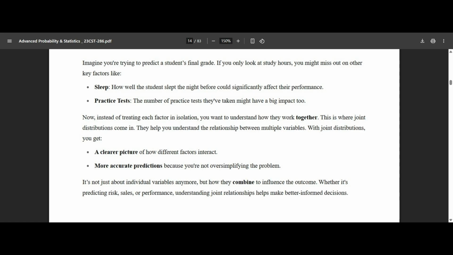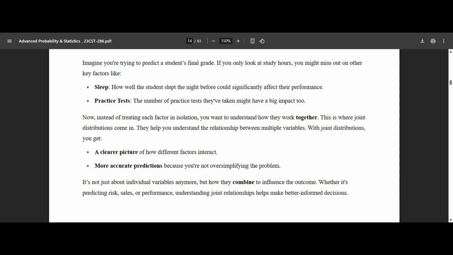So instead of treating each factor in isolation, we want to understand how they work together. This is where joint distributions come in. They help you understand the relationship between multiple variables. With joint distributions, you get a clearer picture of how different factors interact and more accurate predictions because you are not oversimplifying the problem.